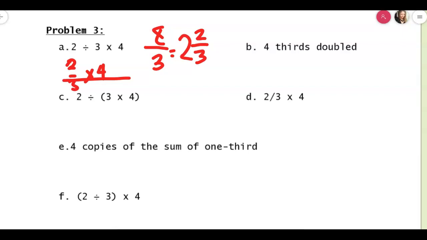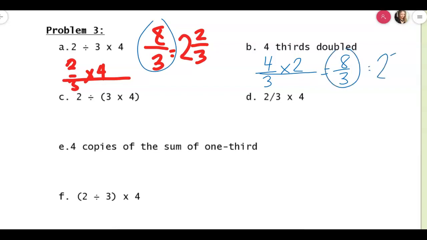Okay, let's look at B. 4/3 doubled. So if I have 4/3 2 times, I can do times 2. I would get 8/3 again. Hey, there was 8/3 right here, 2 2/3. We have a matching expression. We can write it like this, or it can be written like this to equal the same. Let's go to C.